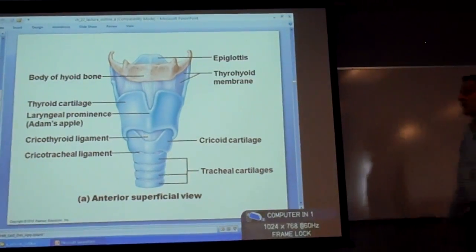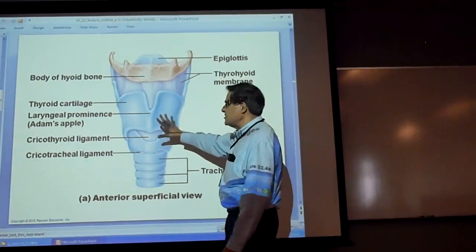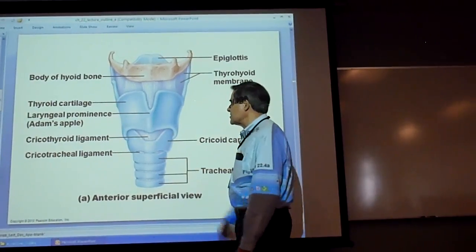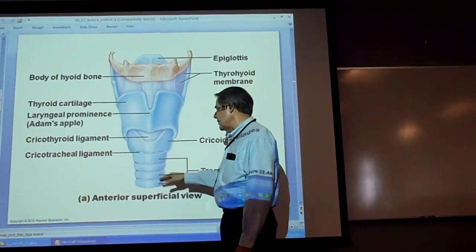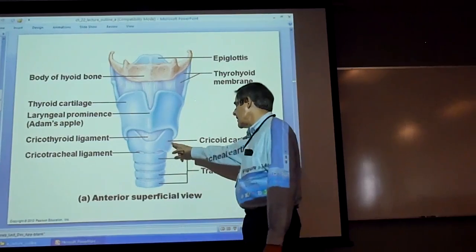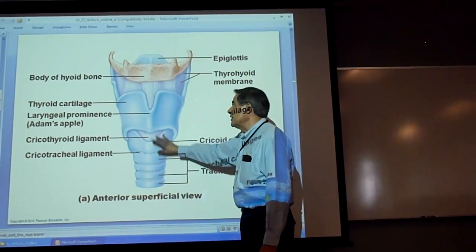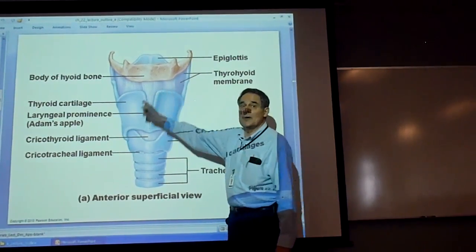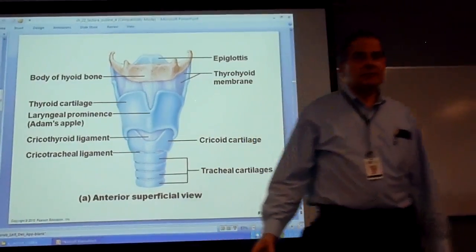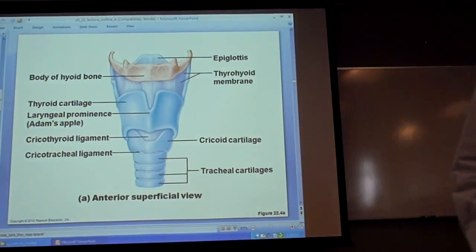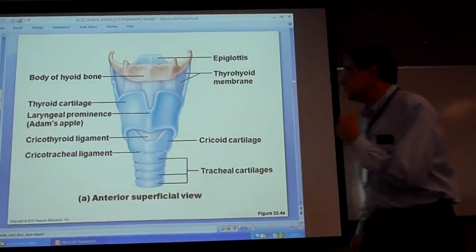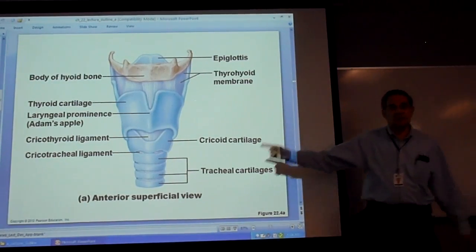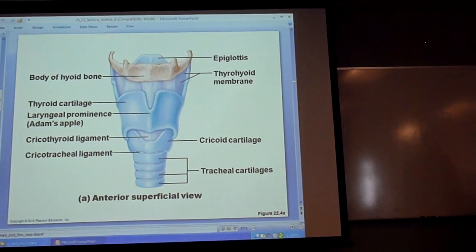So in your book, this shows the anterior aspect of the larynx: the thyroid cartilage, the laryngeal prominence or Adam's apple. Then down here is the cricoid cartilage, and of course there are ligaments in between them. Up here is the hyoid bone. What's unique about the hyoid bone? It's the one bone in the human body that's not articulated with any other bones. It's held in place by ligaments and is an attachment for muscles, which is why it's there.